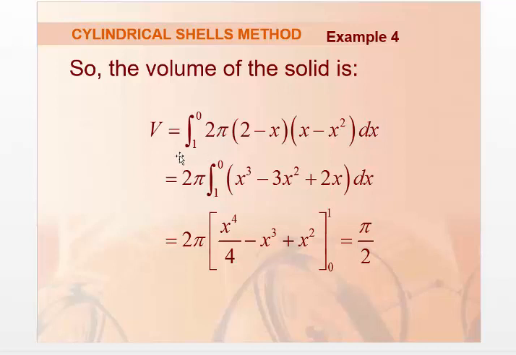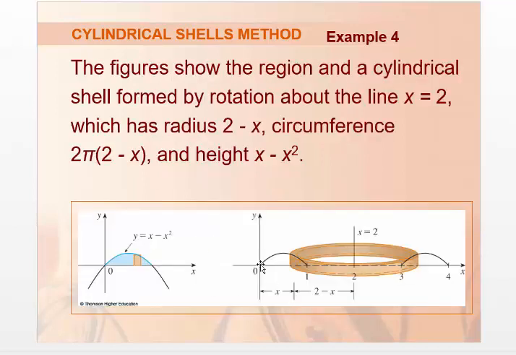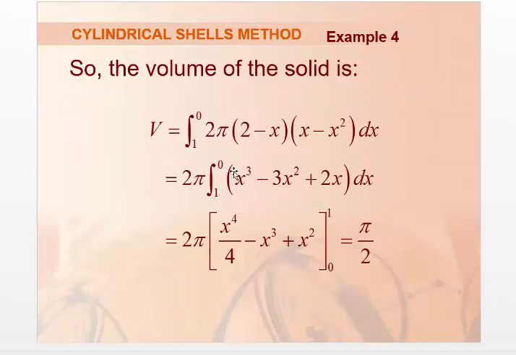So factoring out our constant, distributing here, we get the following. And then this is an incredibly easy integral to set up. So I'm sorry about the typo there. Okay, we're going to integrate from 0 to 1. And if you integrate this, you simply get the following. Plugging in 1 and 0, you end up getting pi over 2.